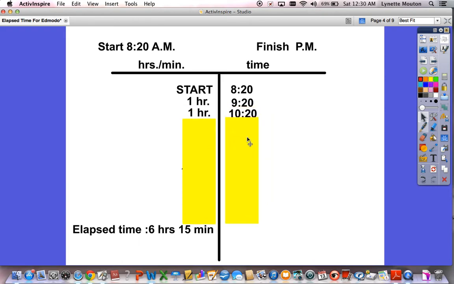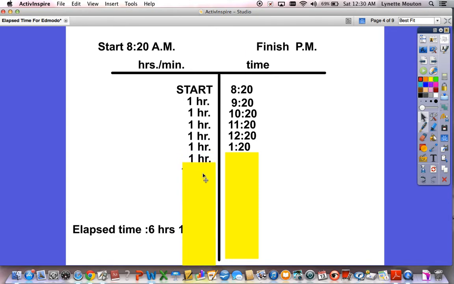9:20, 1 hour, will take us to 10:20. Another hour, 11:20. We have gone 3 hours so far, but we have to go 6. Another hour, 12:20. Another hour, 1:20. That makes 5 hours that have elapsed. And our one last hour, since we have to go 6 hours, takes us to 2:20.